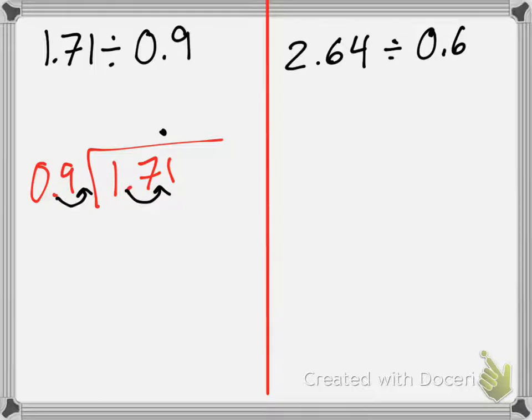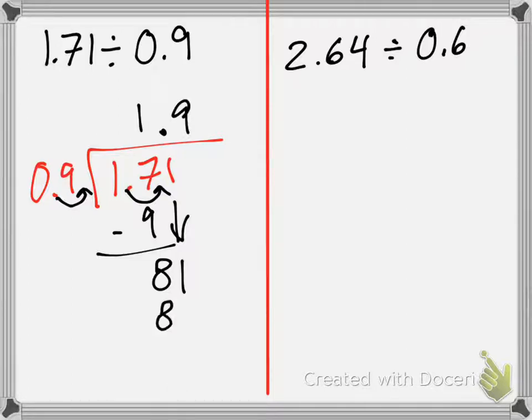Lennox, how many times does 9 go into 17? 9 goes into 17 one time. That's 9. We subtract, what do we get? 8. We bring down our 1. How many times does 9 go into 81? Well, the decimal is just right there. It stays up. And then we get 0. Perfect, you guys.